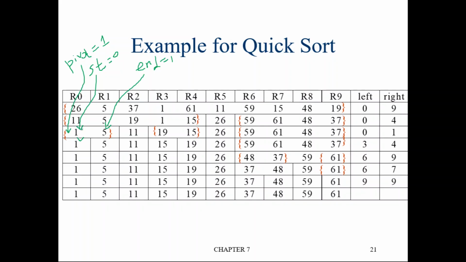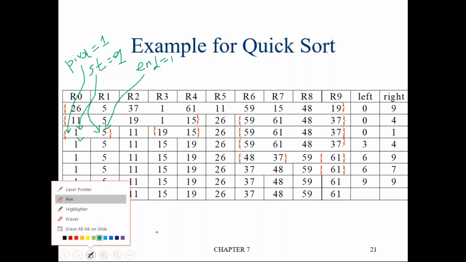The value at start location, is it less than or equal to pivot? Yes, 1 is equal to 1. Pivot is 1. So increment start. So start will become what? 1. Start will become 1 and start will point here.